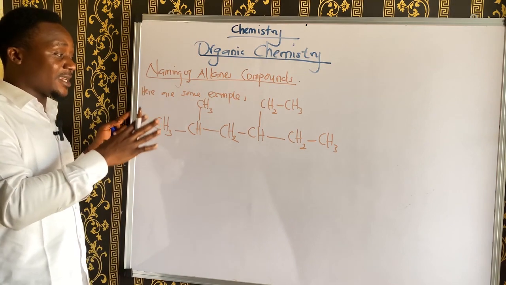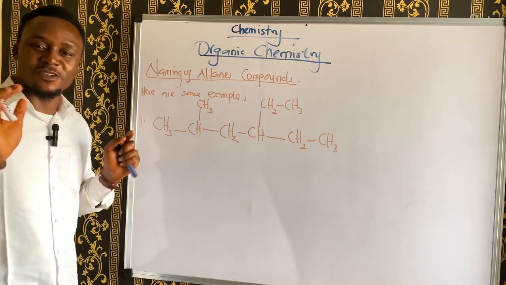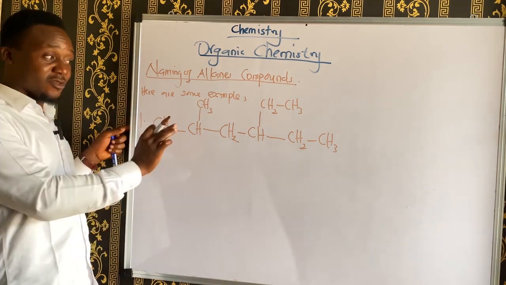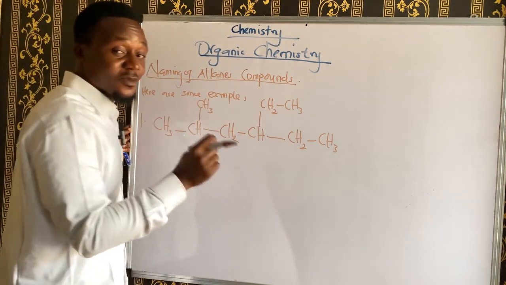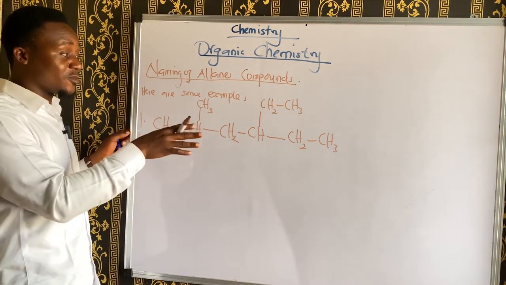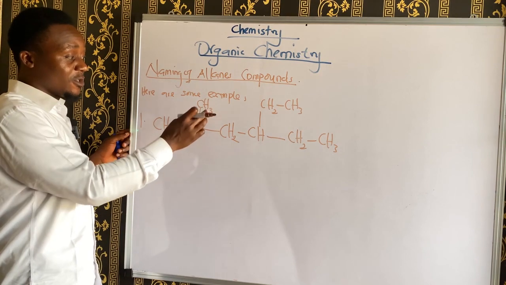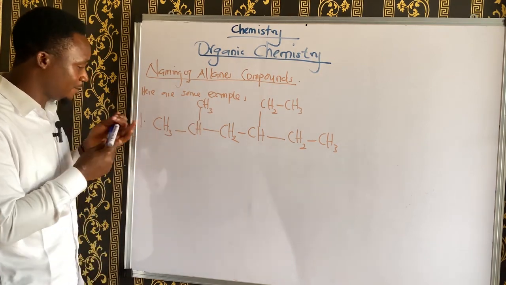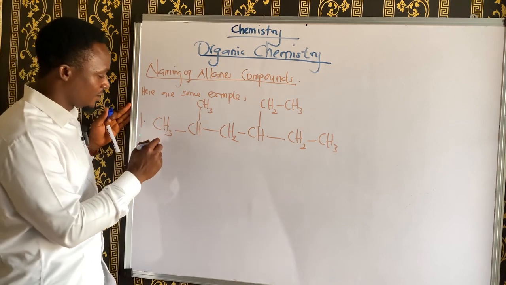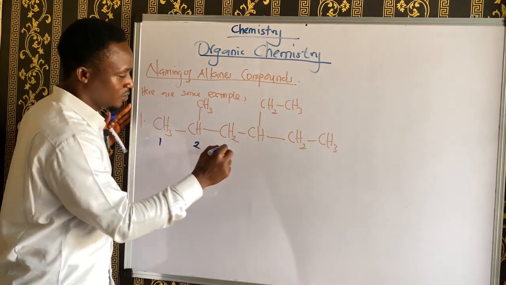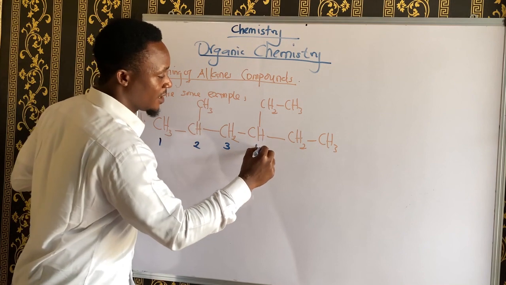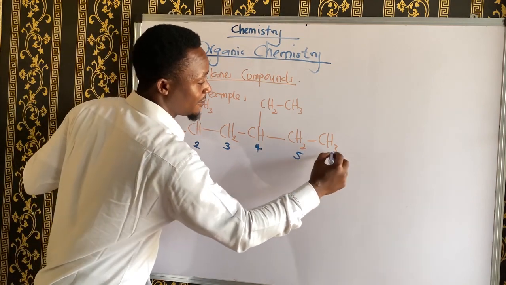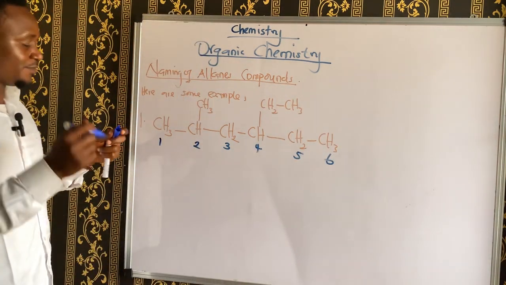we should count from the side that gives the substituent the lowest number. As we are counting now, we count from the side that will give the substituent the lowest number. So if we count from the left, automatically the second carbon will give us the first substituent, so it will give us the lowest. So we start counting like this. When we count, 1, 2, 3, 4, 5, 6.